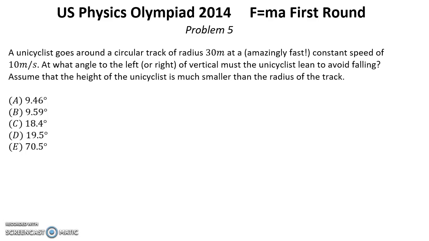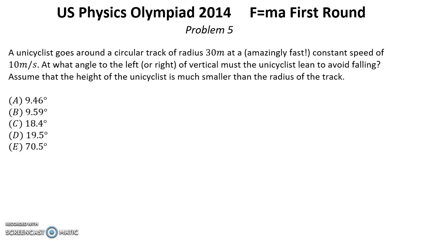Problem number 5. A unicyclist goes around a circular track at radius 30 meters at an amazingly fast constant speed of 10 meters per second. At what angle to the left or right of vertical must the unicyclist lean to avoid falling? Assume that the height of the unicyclist is much smaller than the radius of the track.